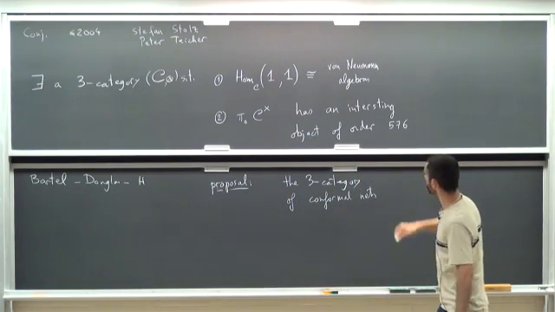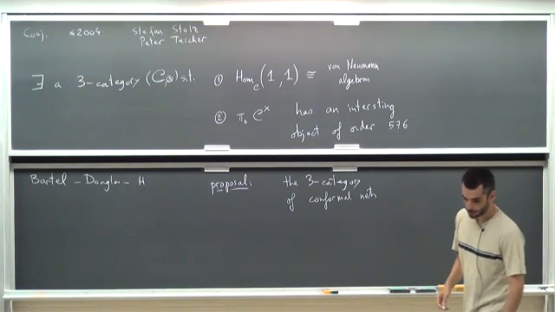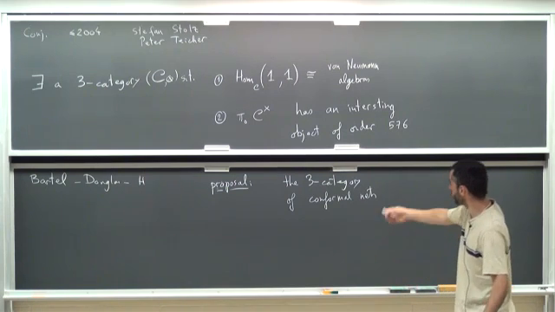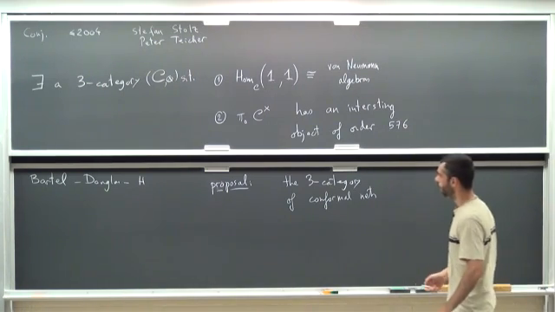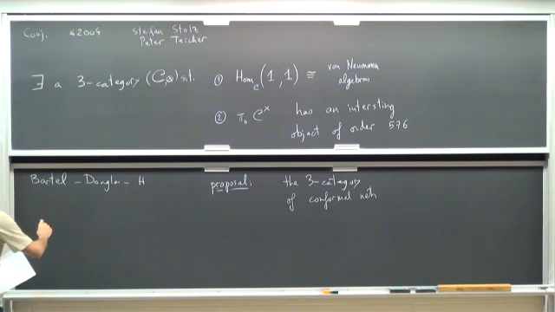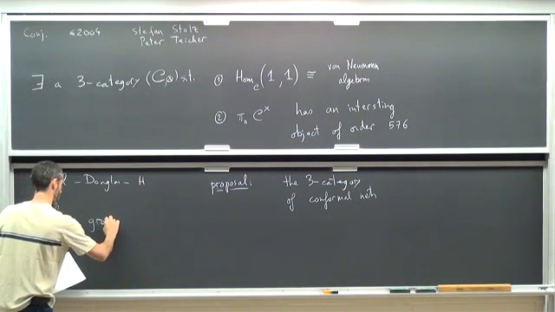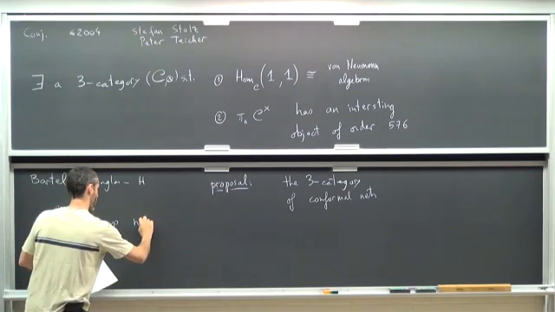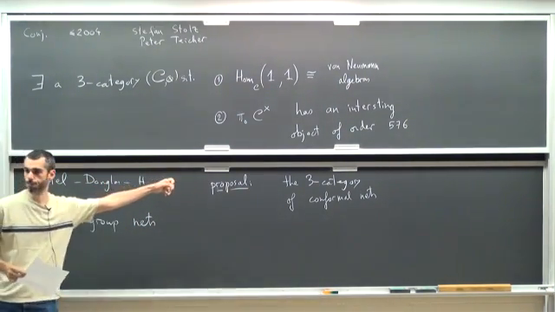So there's this free fermion conformal net, which is interesting. But there are many more interesting examples of these conformal nets. And a source of examples of conformal nets comes from loop groups. So we have loop group nets living inside that three-category.